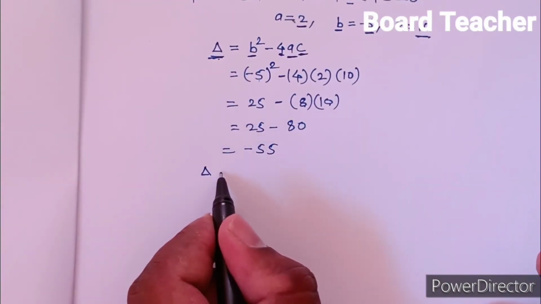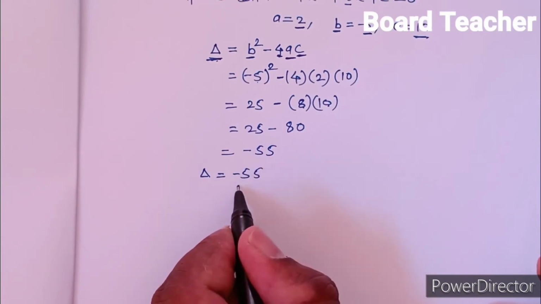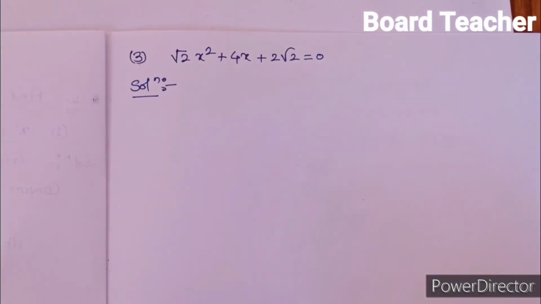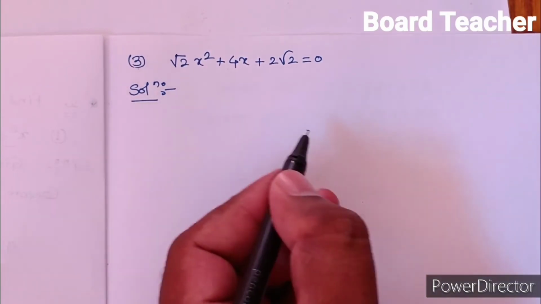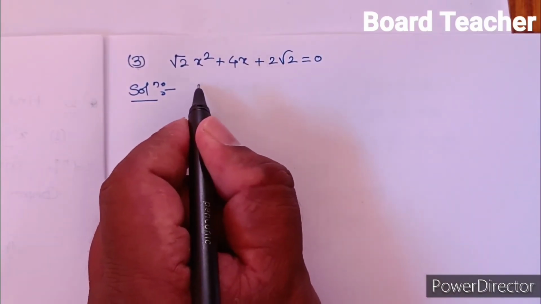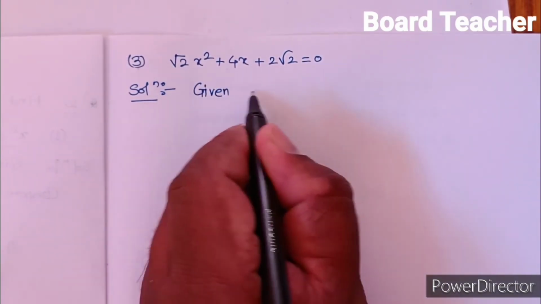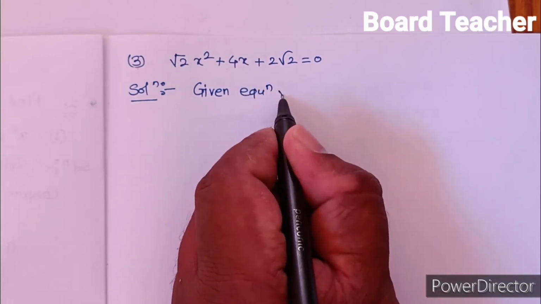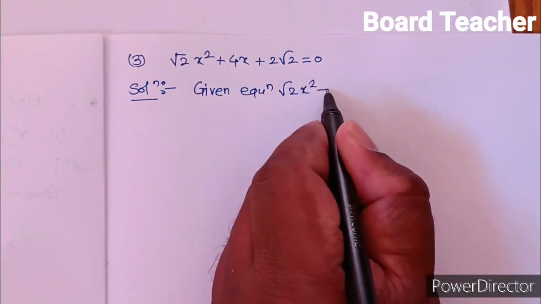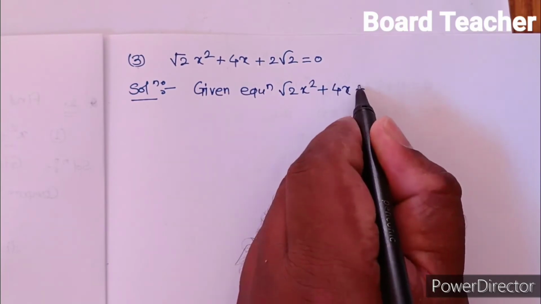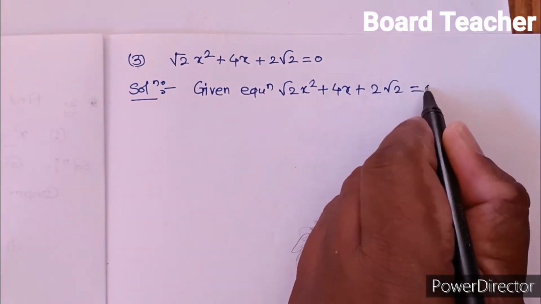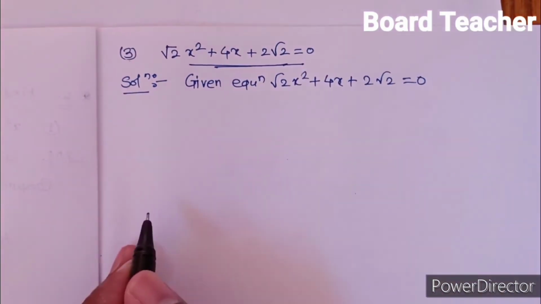Therefore write down here delta equals minus 5. Now coming to question number 3, the given equation is this. Write down the given equation as it is, that is root 2 x square plus 4x plus 2 root 2 equals 0. We write down the question as it is.